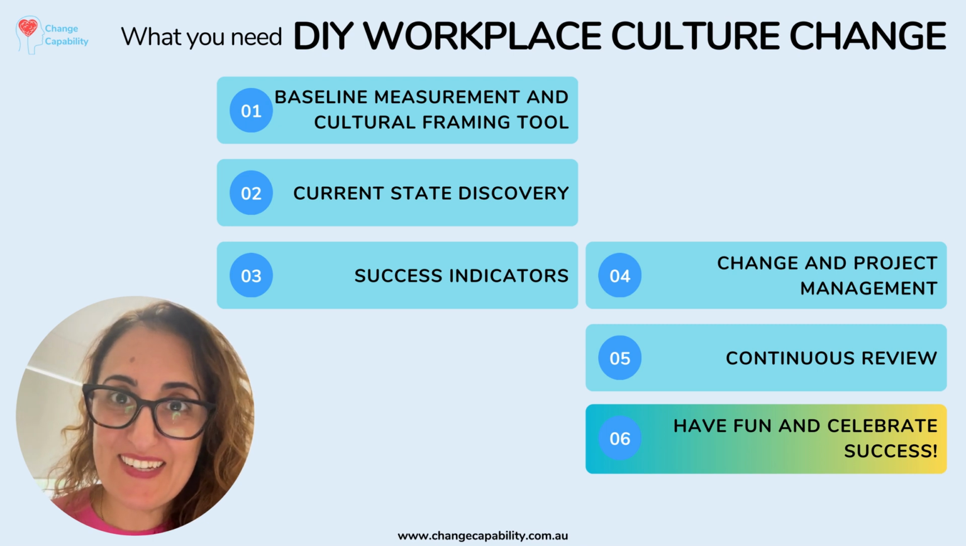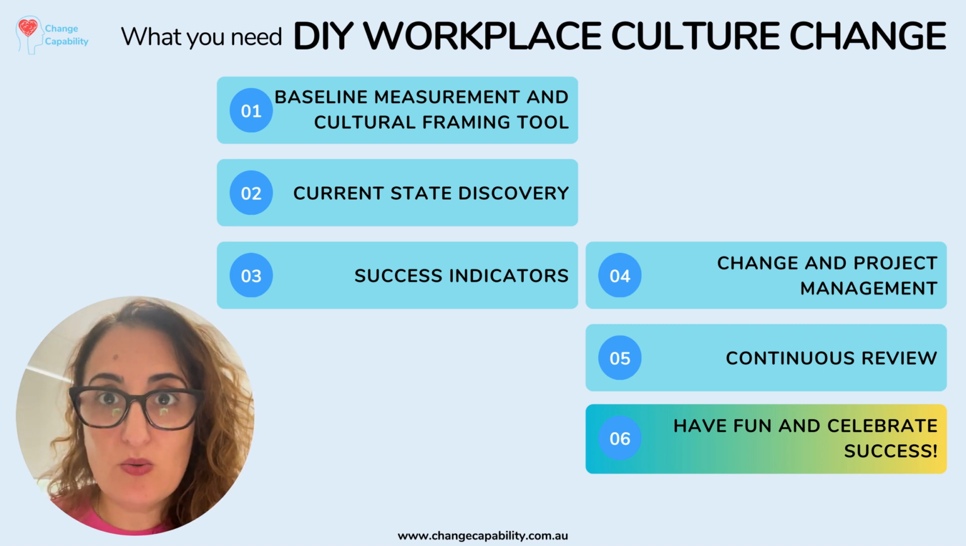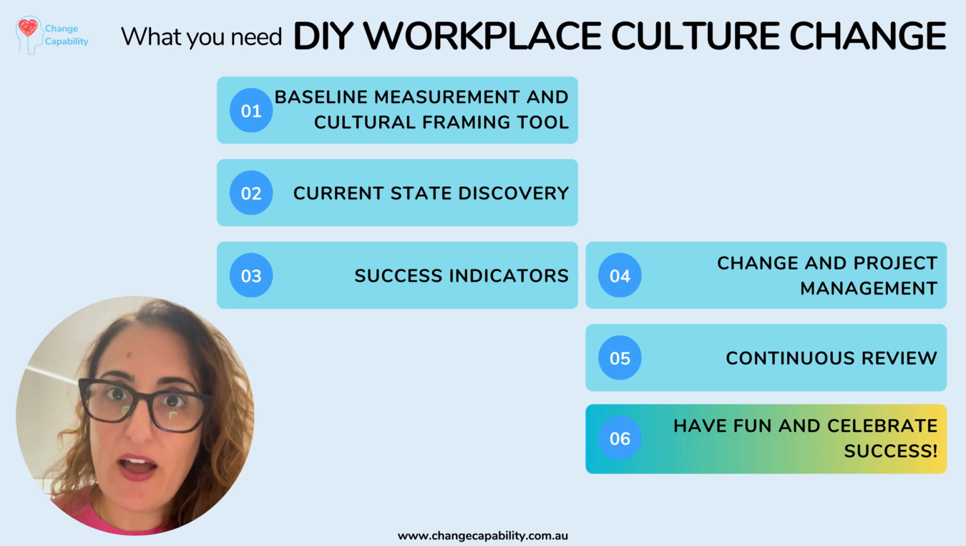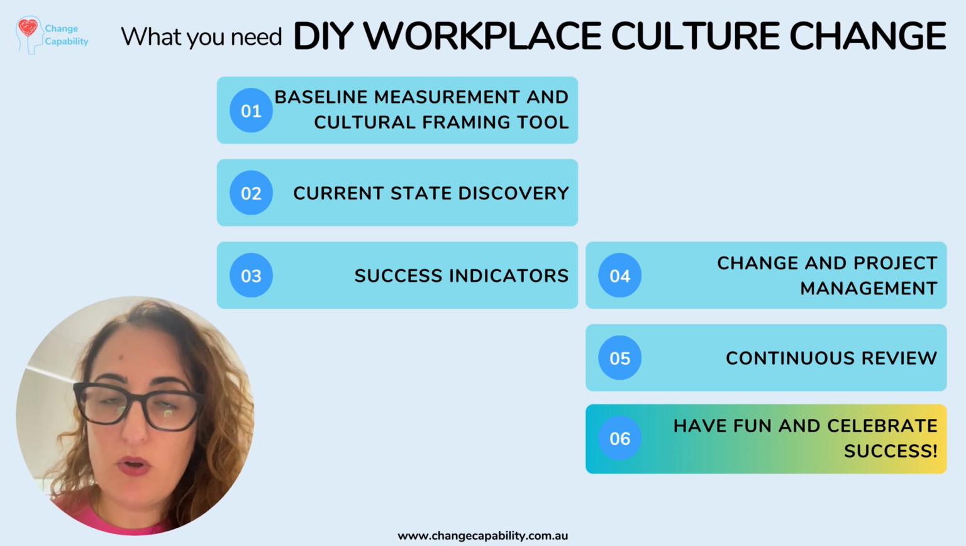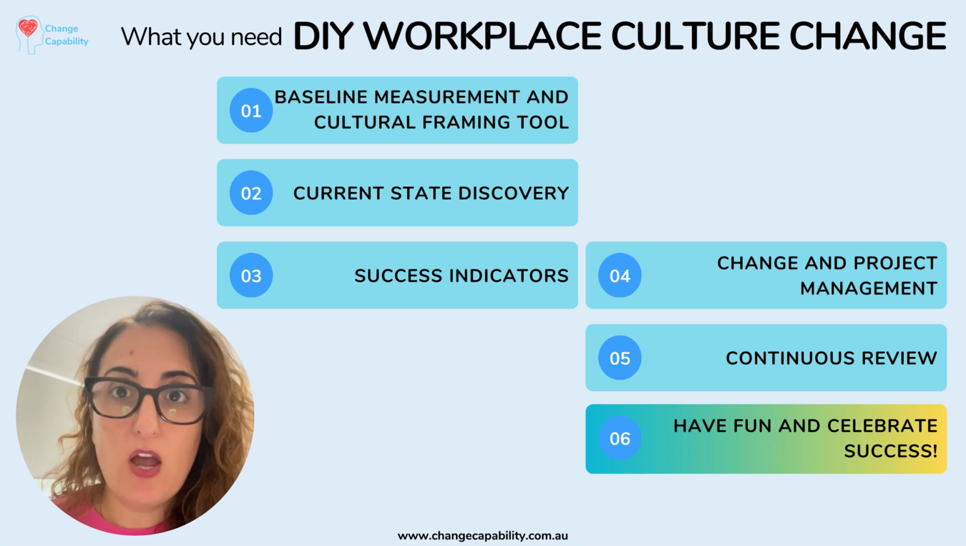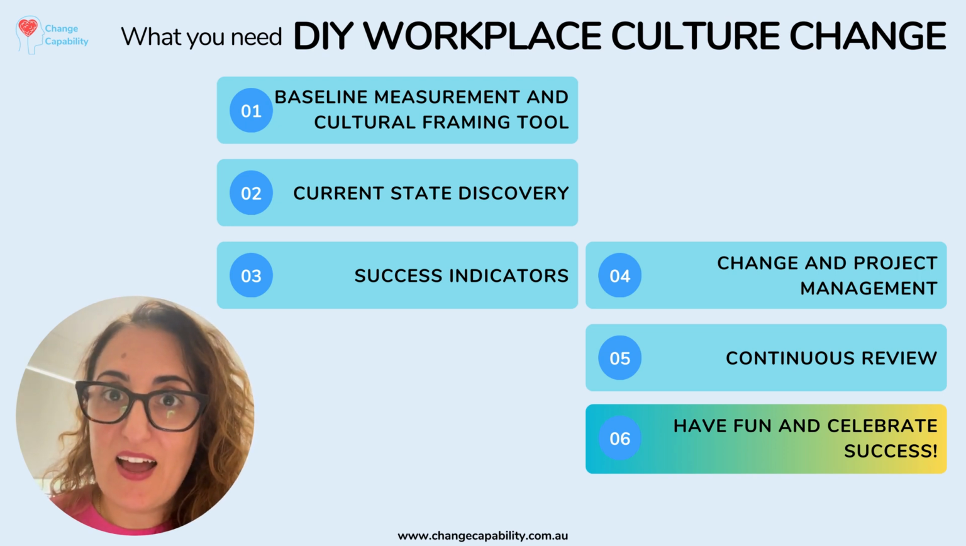The second thing you'll need to do, once you've got that tool, is to do a current state discovery. So this will involve creating that baseline and really understanding what works well in the culture that you have at the moment, what you'd like to see optimized, what needs strengthening, and really capturing all the different elements of it. And then the third one is, what will be the success indicators?